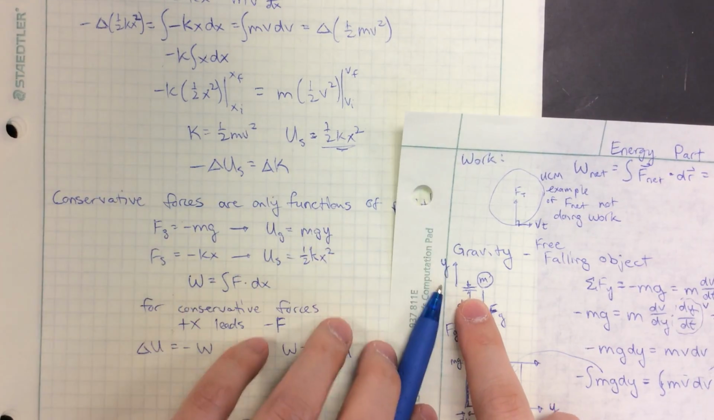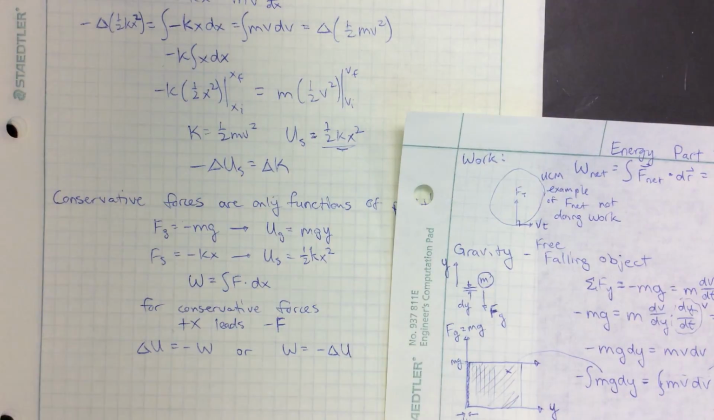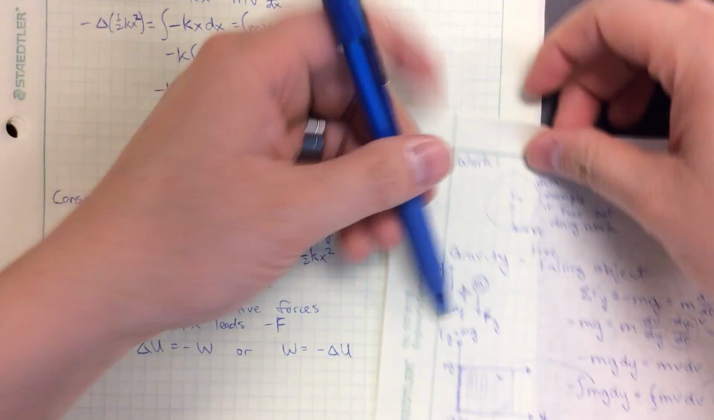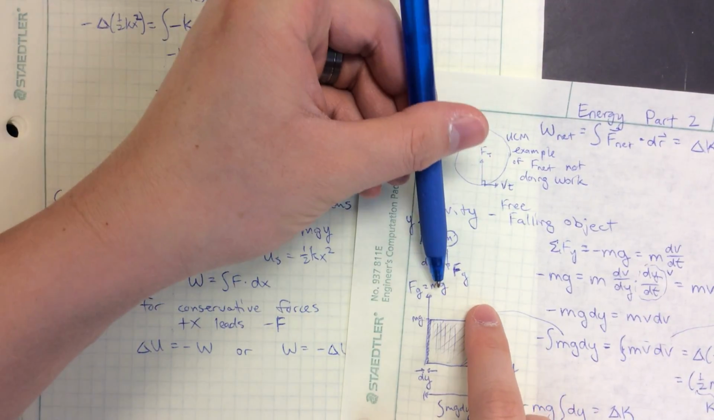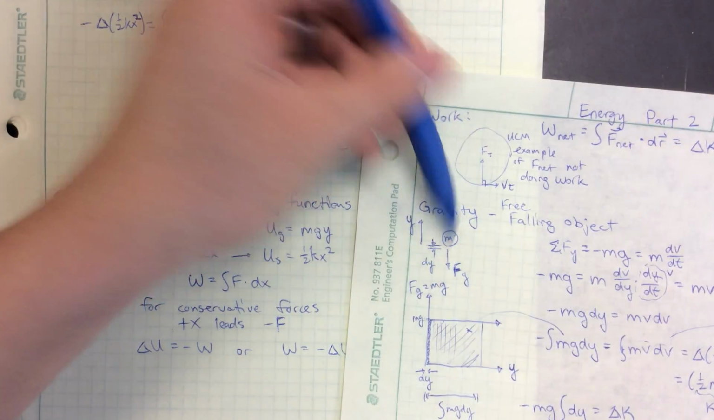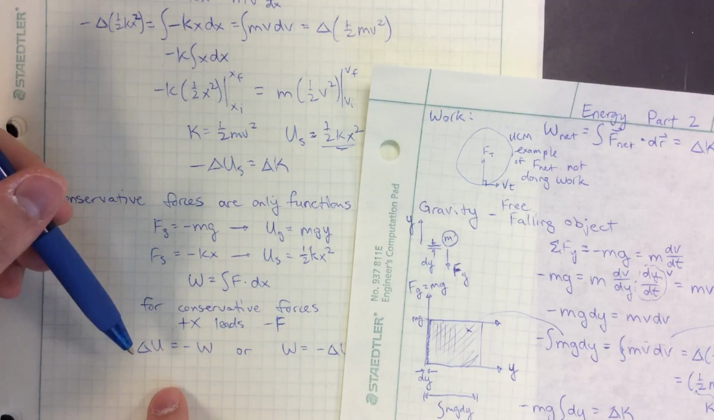You lift this up, you gain gravitational potential energy, but the force is downward from gravity, so it's working against you. So whenever you're gaining gravitational potential energy, gravity must be doing negative work. Or conversely, when something is falling, the force is acting in the direction of movement. It's doing positive work, which means that you end up losing gravitational potential energy.